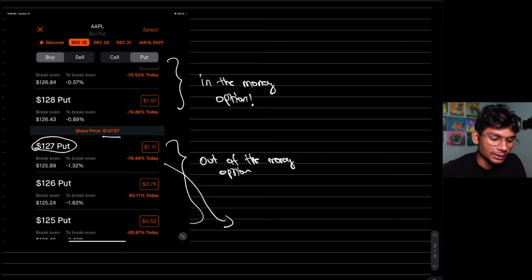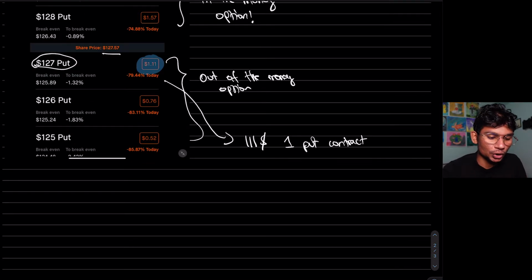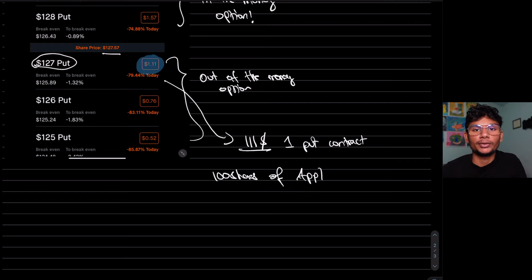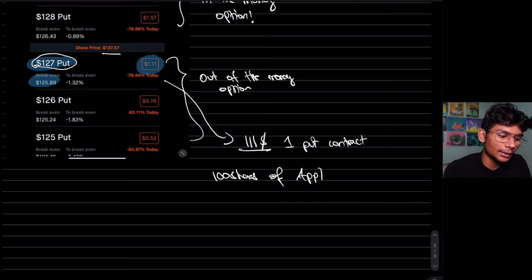Same thing applies. This currently right here is the premium. So you're paying $111 to buy one put contract. When you buy this put contract, you will get assigned 100 shares of Apple at $111. Now we're looking at also the break-even point.